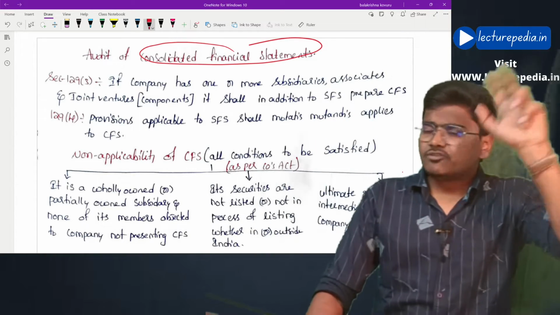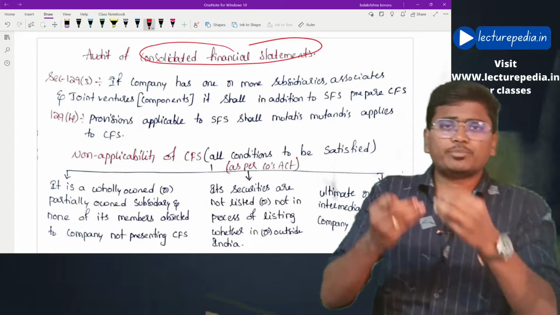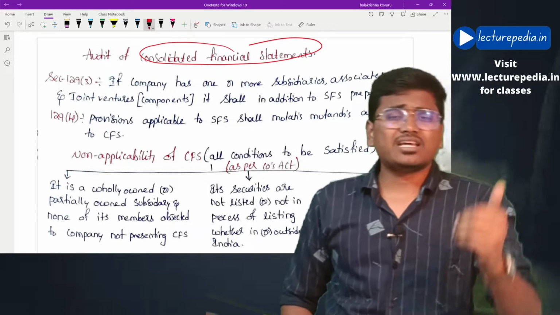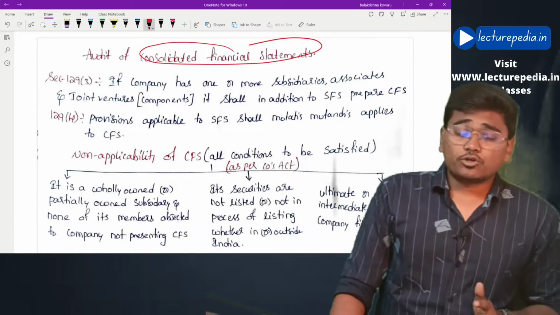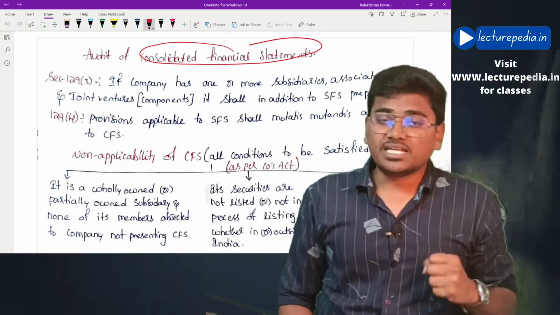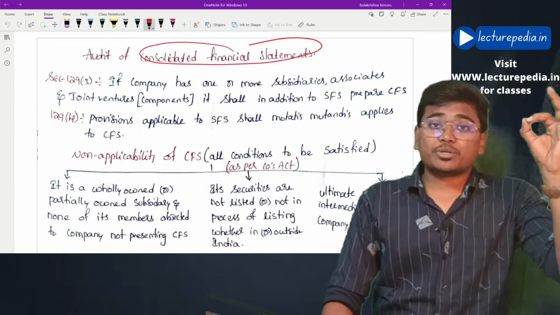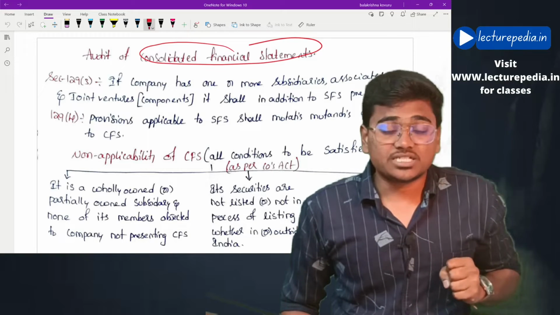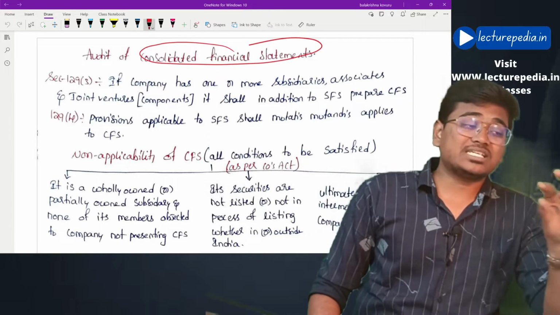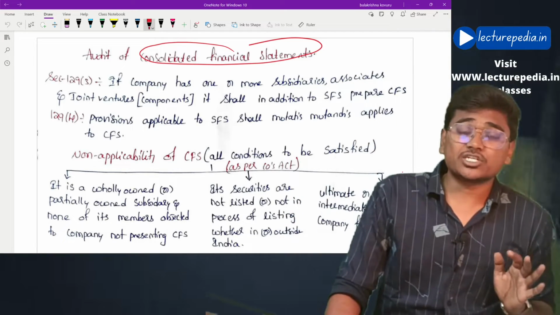Now A Limited will prepare standalone financial statements. In the same way, subsidiaries will prepare their standalone, joint ventures will prepare their standalone financials, and associates will prepare their standalone financial statements. Now A Limited, the holding company, apart from preparing standalone financial statements, should also prepare consolidated financial statements, consolidating the financials of all these subsidiaries, associates, joint ventures and also A Limited. So this is the obligation on A Limited.